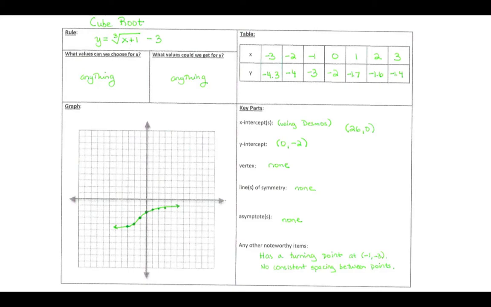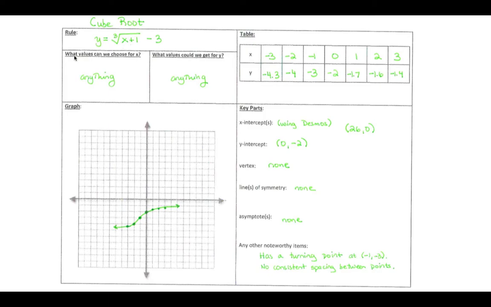Well, cube root has no restrictions. I can put anything I want in a cube root, positive, negative, whatever. So that means I can put in anything for x. And because cube root produces positives, negatives, and everything, I could get anything I want for y. So since I didn't see any reason to choose differently, I picked the usual 7 values, and I plugged them into a calculator and I got some wacky decimals, which I rounded to the tenths.